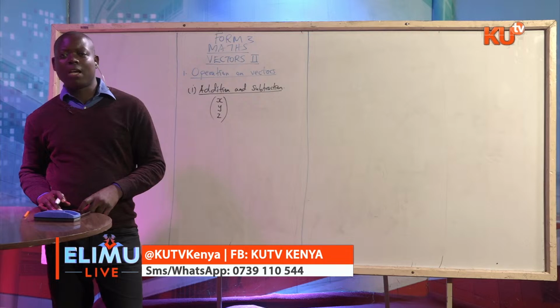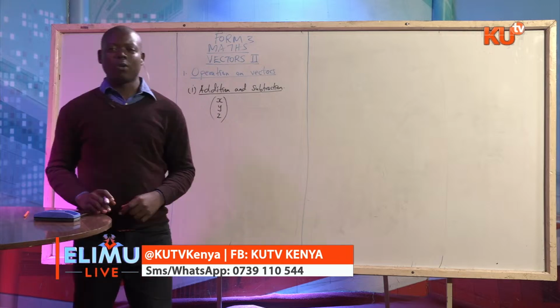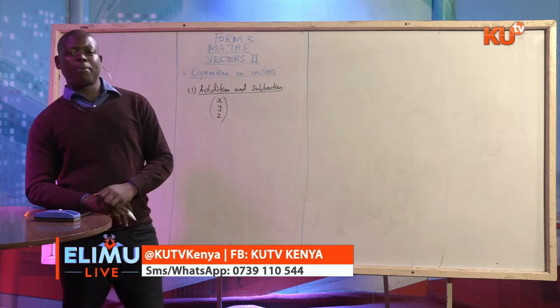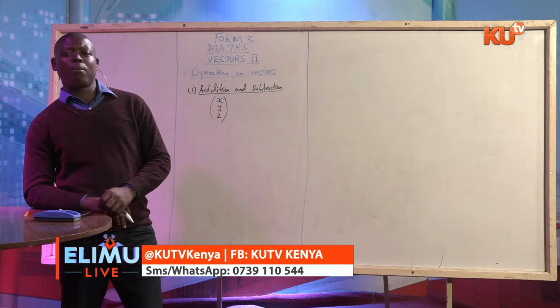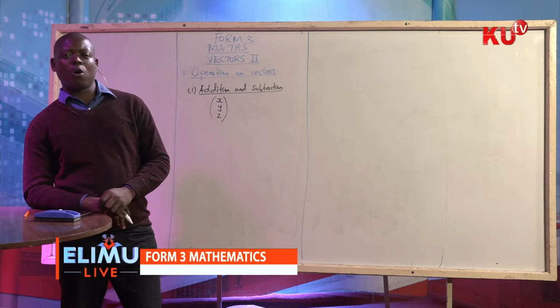Therefore, if you have been given two vectors, let's say P and Q, and we are required to do addition or subtraction, what will be the procedure? It's very simple. First, identify the component on the x-axis, the y-axis, and the z-axis, and then work them out separately in terms of addition or subtraction.